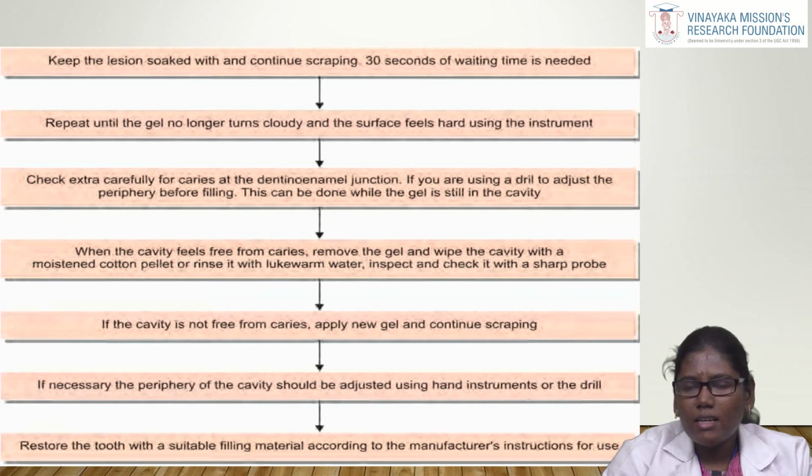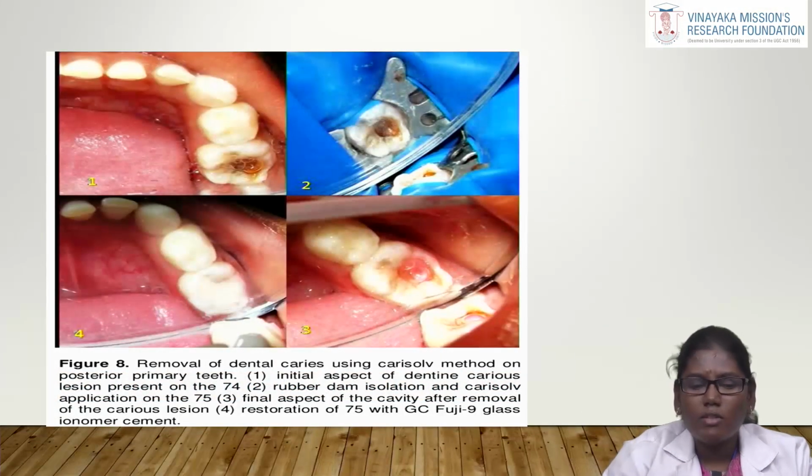Next, restore the cavity or the tooth structure with a suitable filling material like GC Fuji IX GIC, according to the manufacturer's instructions, and complete the procedure. This is a clinical picture which shows the application of a chemomechanical agent.